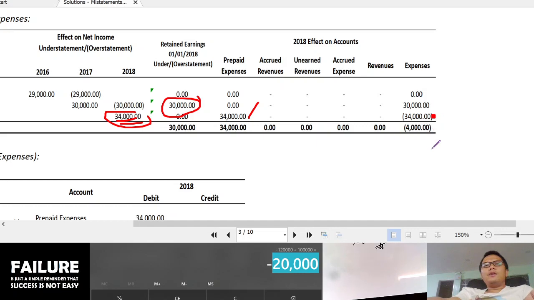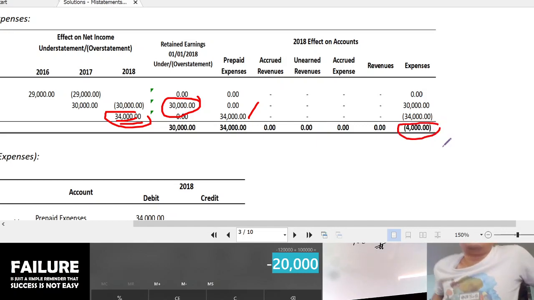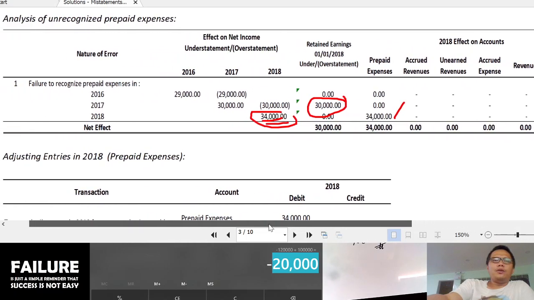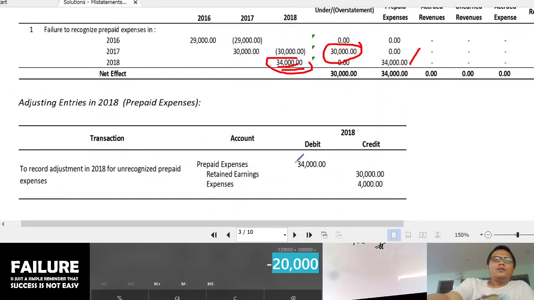Overall, the effect of that is that we have a net overstatement of 4,000. Di ba, mas madali kung meron tayong worksheet or working paper na na-organize yung error. So, the entry is, we debit 34,000, kasi nagkulang tayo sa recognition nito. Then, we will correct the retained earnings. We credit retained earnings because again, understated yung retained earnings natin by 30,000.